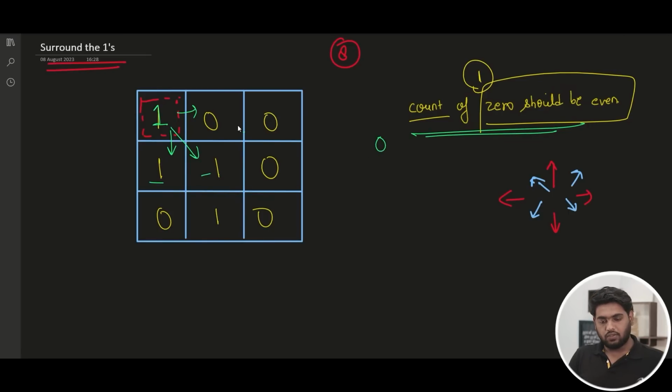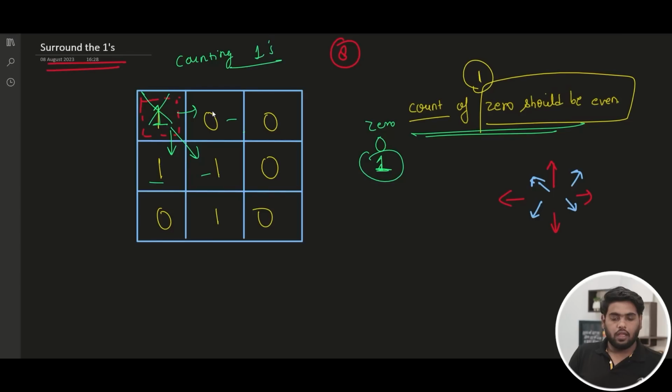This number is not 0. This number is 0, so the count of 0 is 1 now. Do we have any other neighbor? We don't have any other neighbor. That means the count of 0 is 1, which is not an even number, so we are not going to include this one in our count of ones. Coming back to the next, it is 0.